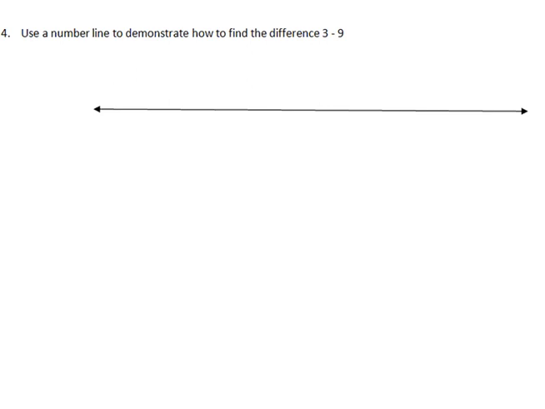Alright, next, use a number line to demonstrate how to find the difference 3 minus 9. So we'll want to label our number line. So we've got 0, 1, 2, 3, 4, 5, 6. And then we can go the opposite way. -1, -2, -3, -4, -5, -6.